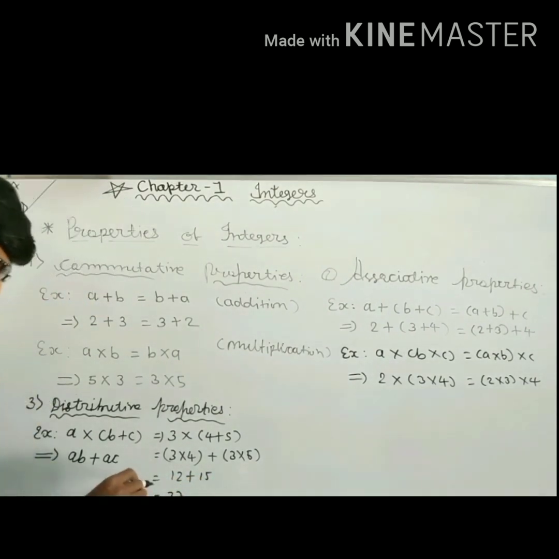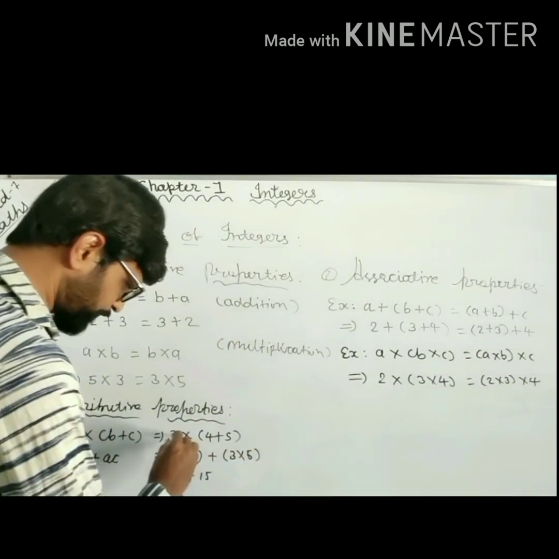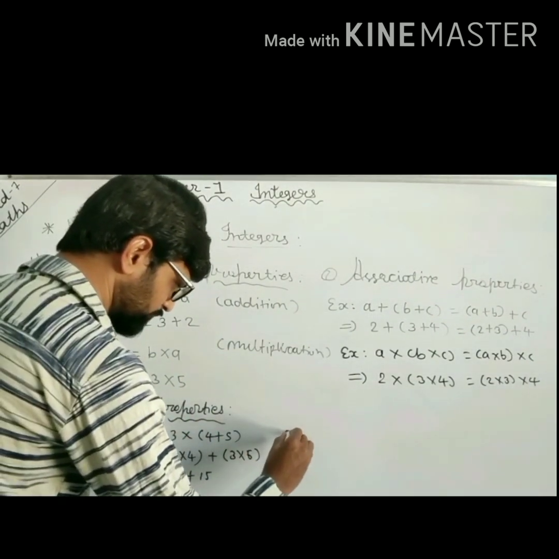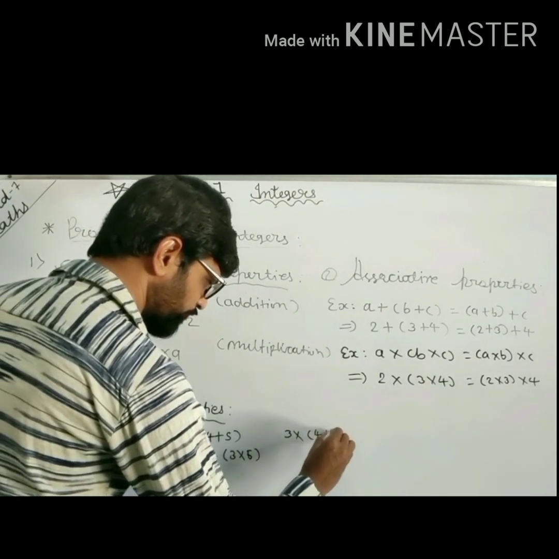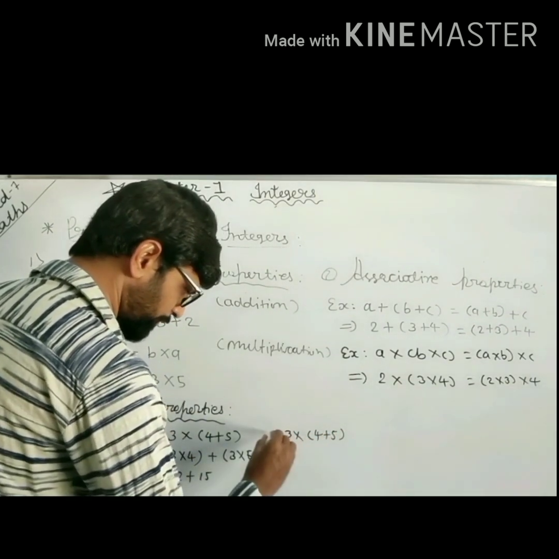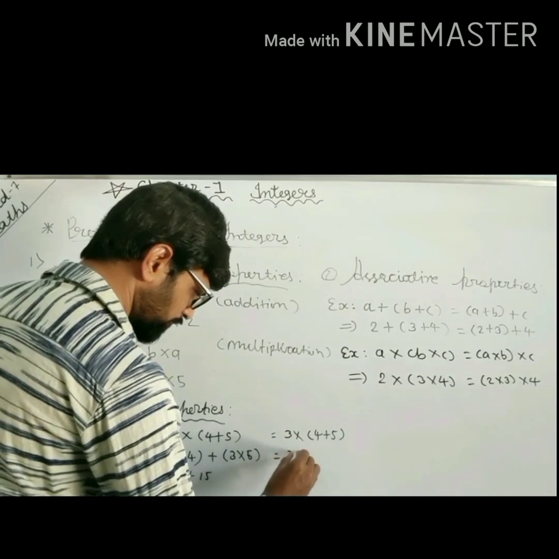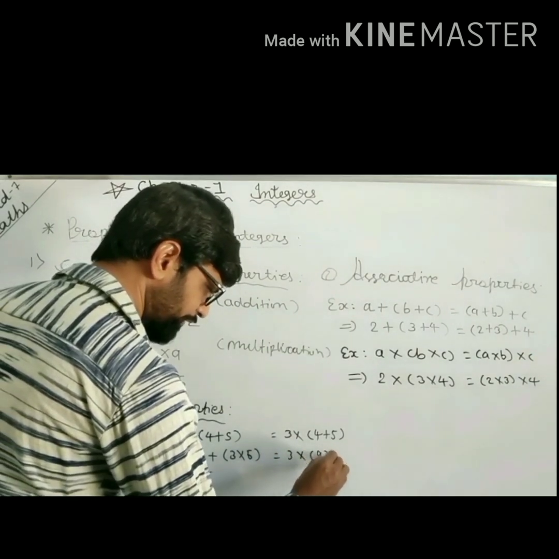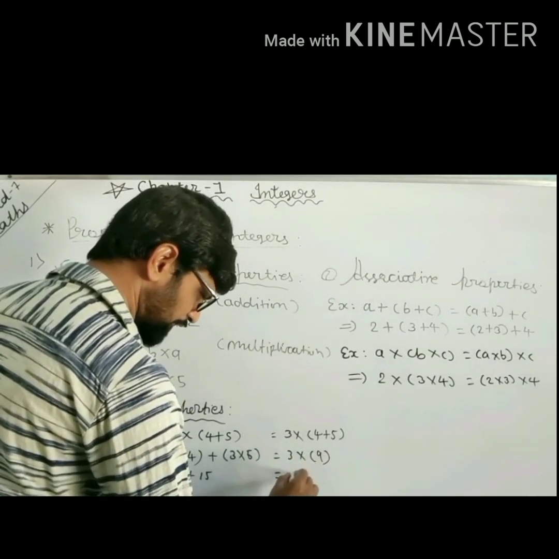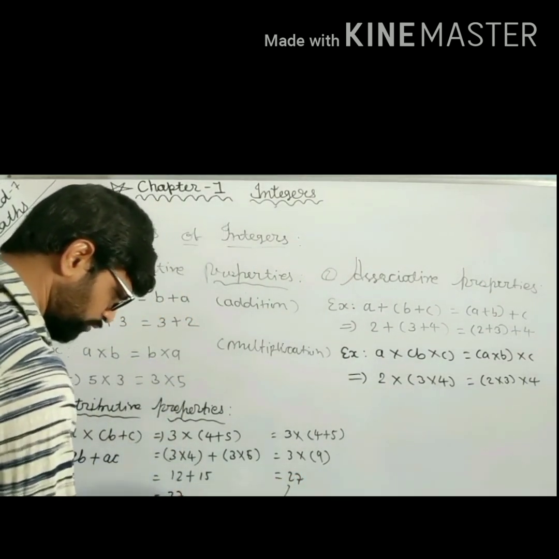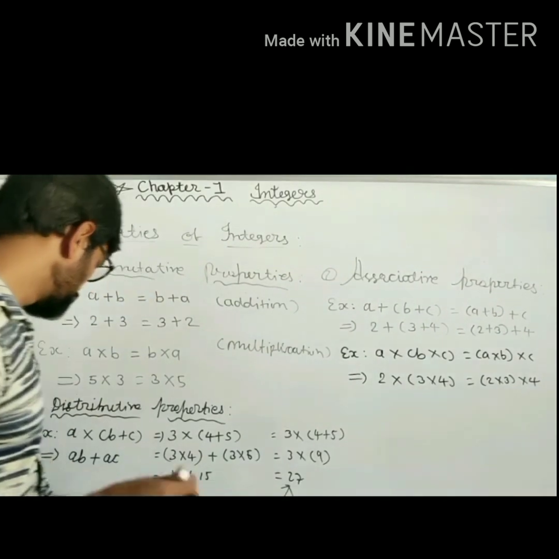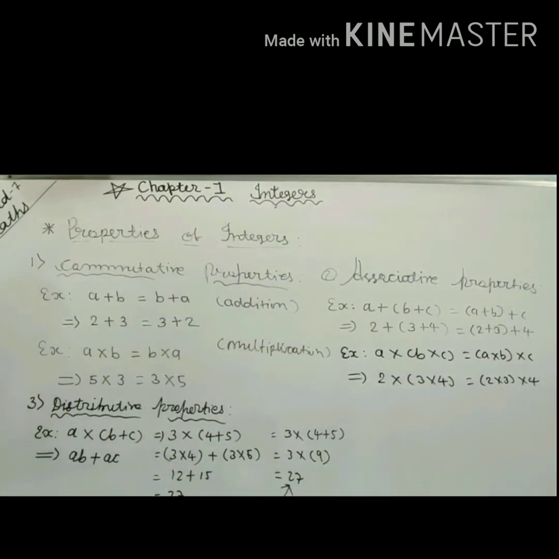27. Now I am taking it as per the first line. 3 multiply 4 plus 5. See, 4 plus 5, what will be the answer? 9. 3 9s are 27. You can see both answers are 27 and 27. So it is called distributive property. Is that clear to everyone?